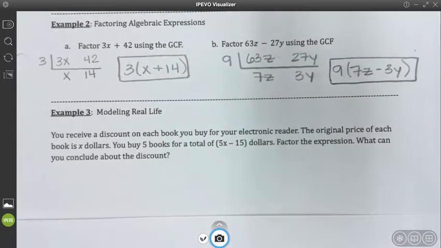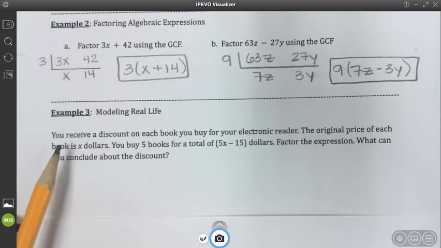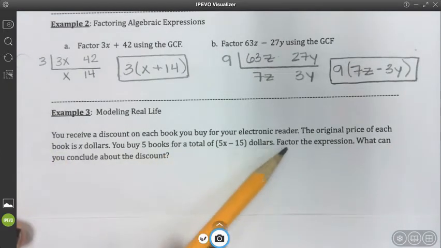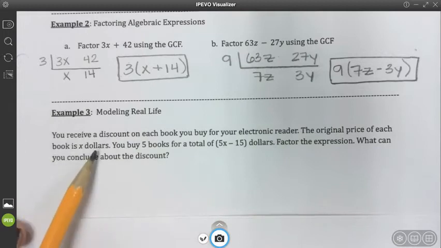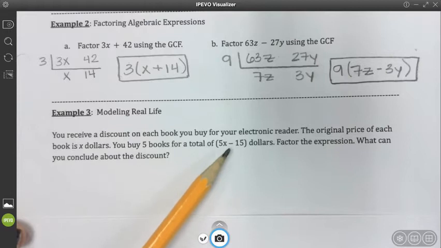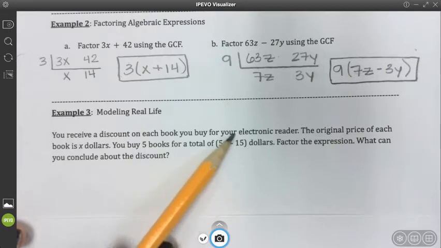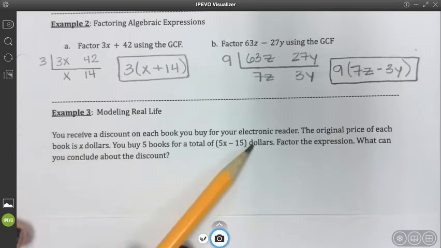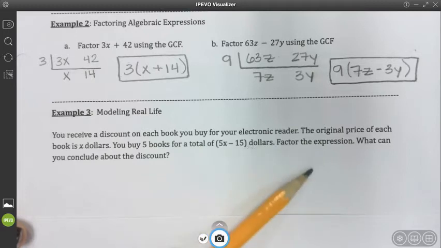Okay, word problem. You receive a discount on each book you buy for your electronic reader. The original price of each book is X dollars. You buy 5 books for a total of 5X minus $15. So if you knew what X was, if you knew how much each book costs, you would be able to figure out how much money you spend.